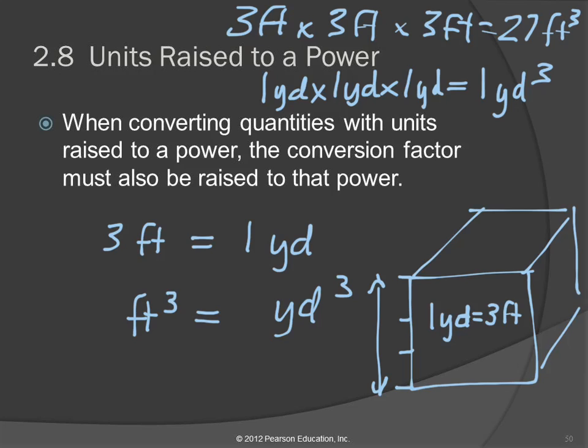Very different than 3. 27 is 3 to the third power. So I have to cube the whole thing. Now, when I cube yard, I get cubic yard, and 1 raised to the third power is still 1. Feet cubed is feet cubed, but 3 to the third power is 27. Okay, so you've got to watch out for that.